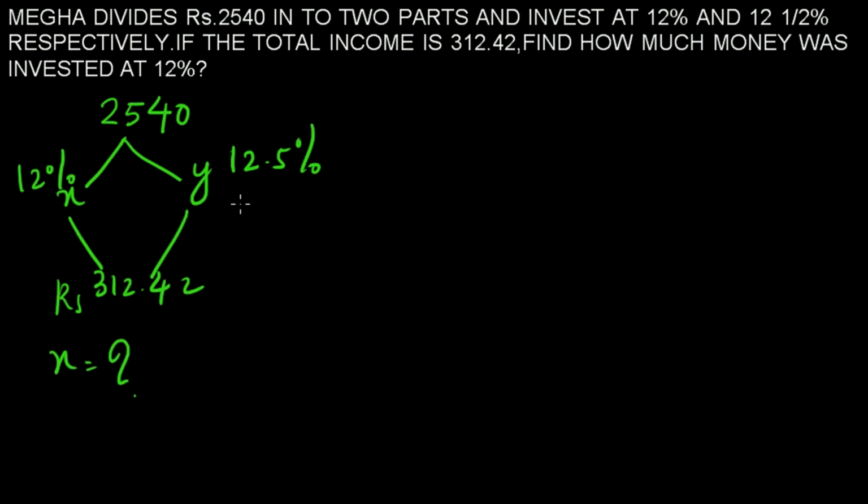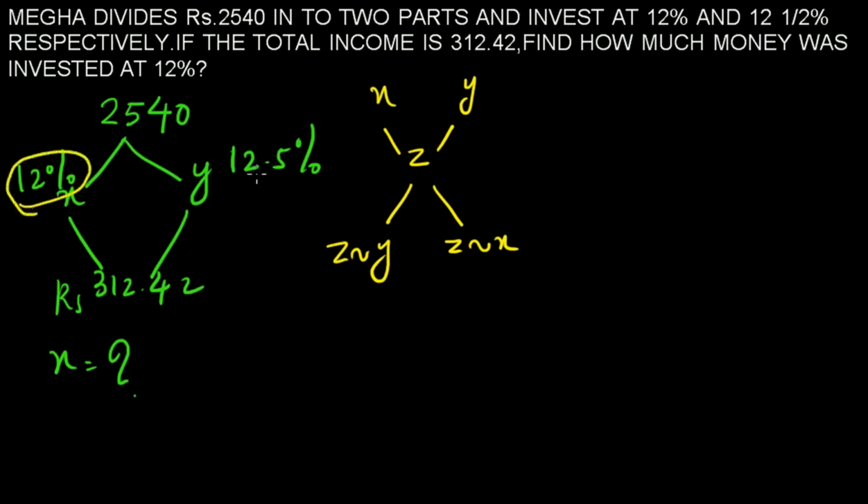Okay. So first what we can do, we can use the rule of alligation. When X and Y are combined together to get Z, we will be getting the ratio of X is to Y equal to the difference between Z and Y to the difference between Z and X. That is the principle we are going to use here. Here the rate of interest is given, 12%. Here also the rate of interest 12.5% is given. X, Y and Z are to be of the same type. So here also you have to find out the rate of interest.